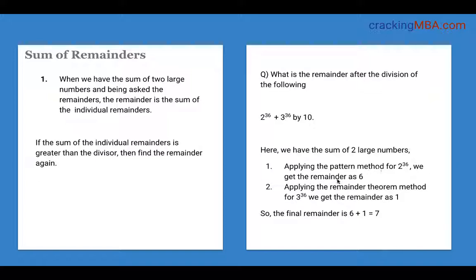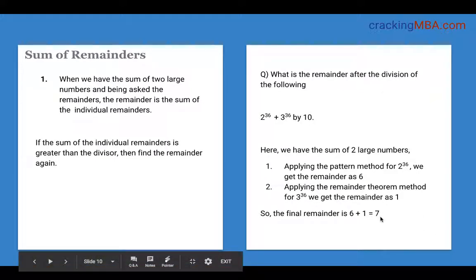To know how to apply the pattern method, you can look at the other video on remainders on our YouTube channel, or you can check out our Android app as well. Now applying the remainder theorem method that we just discussed, for 3 power 36 divided by 10, we get the remainder as 1. So the final remainder is the sum of these two remainders, which is 6 plus 1 is equal to 7.